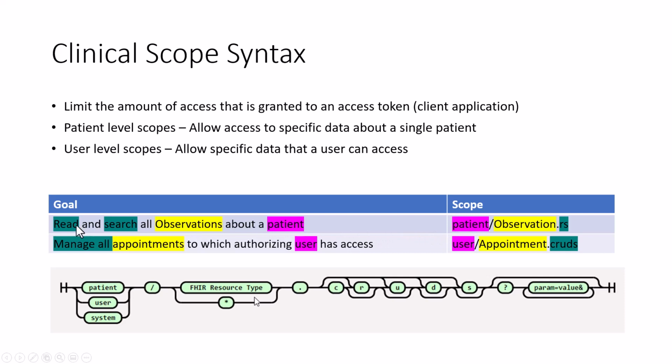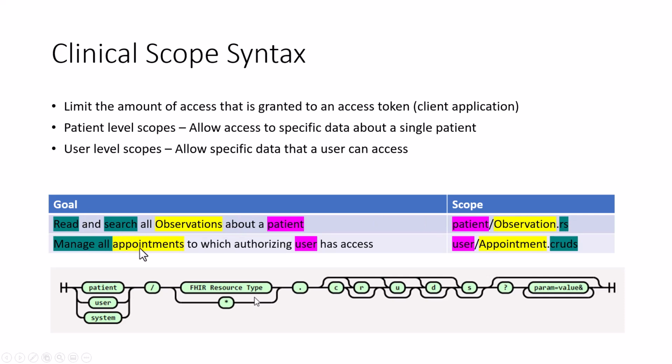Let's say the goal is to read and search all observations. Observation is a resource about a patient, so it's the patient level scope. You would put in patient here, then a slash, and then the resource type you're interested in, which is observation. Then you're interested in read and search. RS stands for read, search.